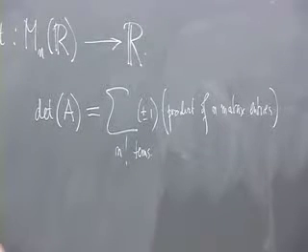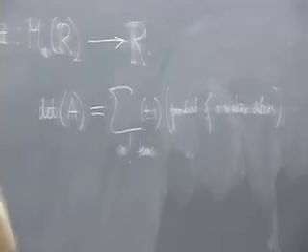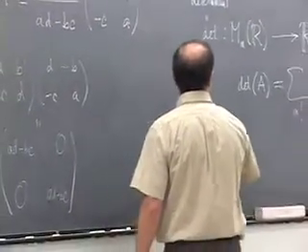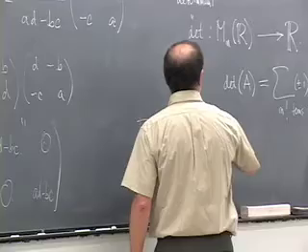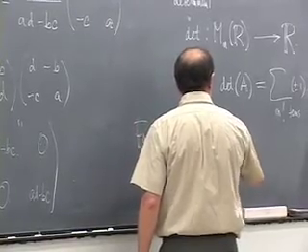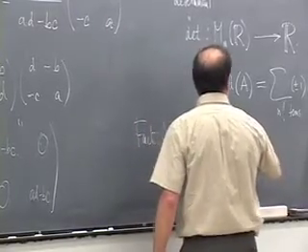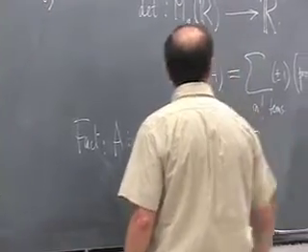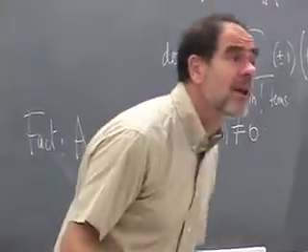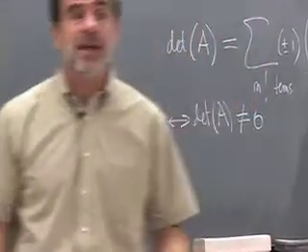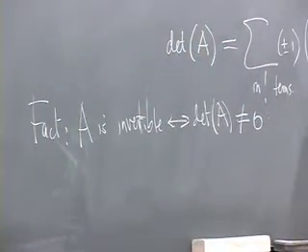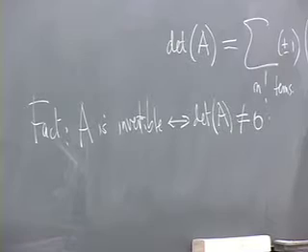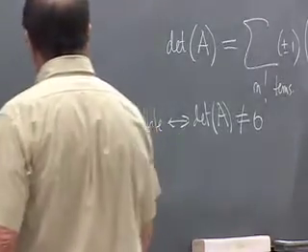And the key fact is A is invertible if and only if the determinant of A as a real number is not equal to 0, in which case there's a formula for the inverse of A. And the formula looks very much like this formula.